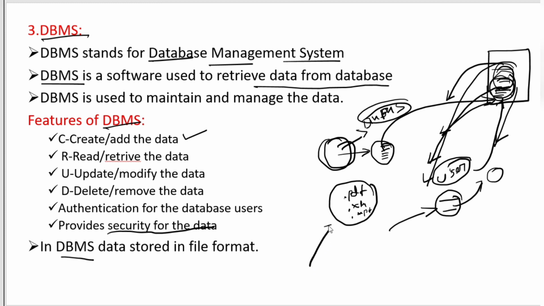This is the biggest disadvantage of DBMS. Why? Because we cannot establish a relationship between these two files, because this is a .pdf file, and this is a .mp4 file. So we cannot establish a relationship between two different files which have different extensions. This is the biggest disadvantage of DBMS. To overcome this disadvantage, we will go for the concept of RDBMS.